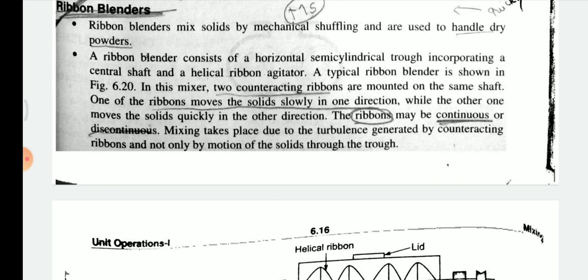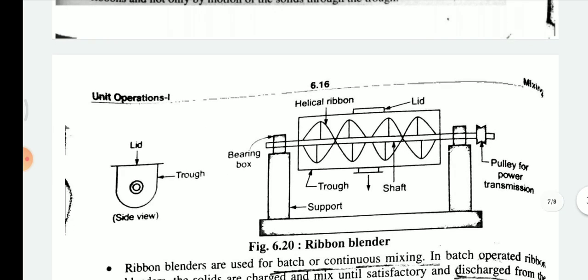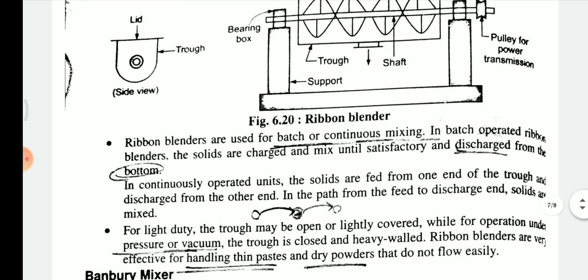In this mixer, two counteracting ribbons are mounted on the same shaft, while the other one moves the solid quickly in the other direction, and the ribbons may be continuous or discontinuous. They work on the basis of continuous as well as discontinuous operation. Mixing takes place due to the turbulence generated by counteracting ribbons and by the motion of the solid through the equipment wall. Ribbon blenders are used for batch as well as continuous operation.